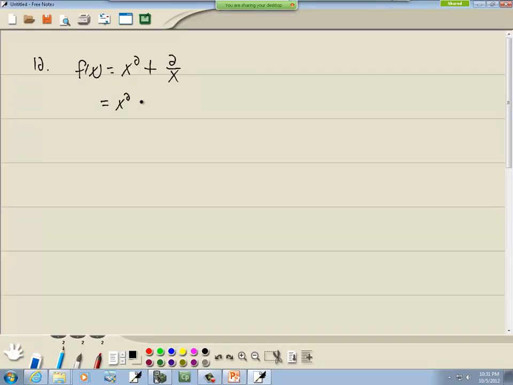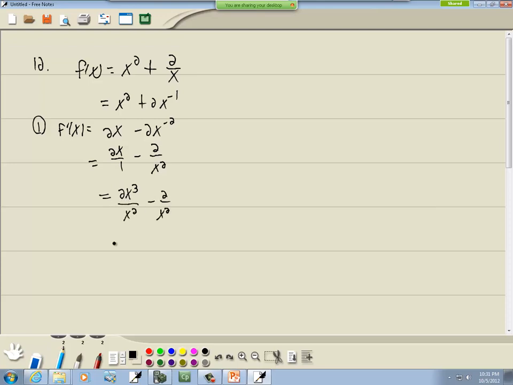Well, I'm going to rewrite this first as x squared plus 2x to -1. Because again, our derivative works out better if it's in form of x to a power. So this becomes 2x, take the power, put out in front, lower it by 1. So this is 2x over 1 minus 2 over x squared. Get a common denominator, multiply top and bottom by x squared, and you get 2x to the 3rd over x squared minus 2 over x squared, which gives us 2x to the 3rd minus 2 over x squared.